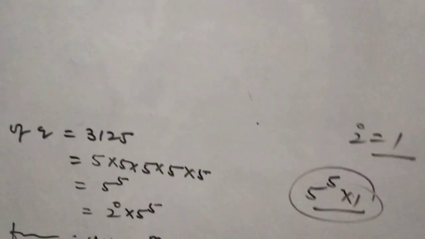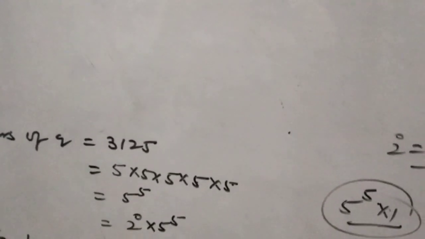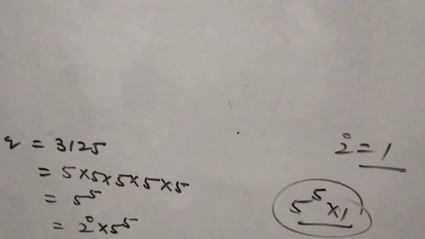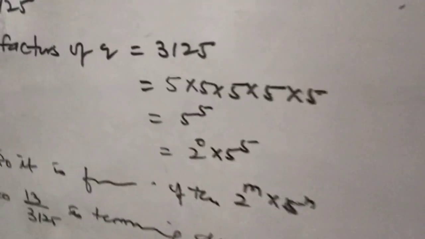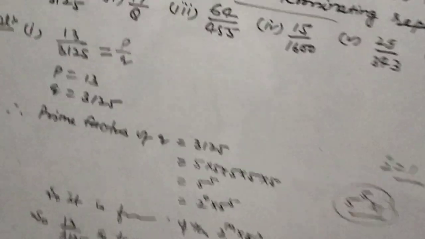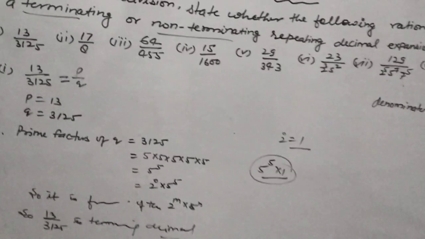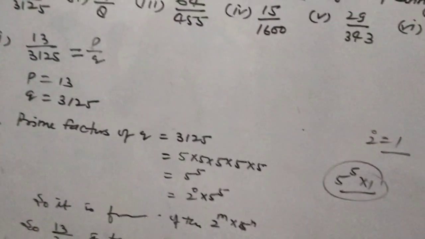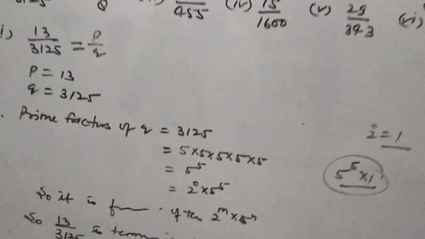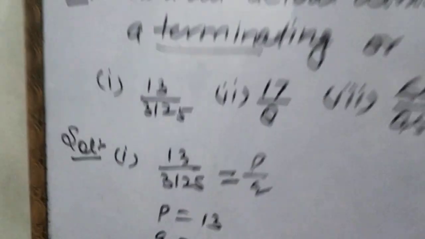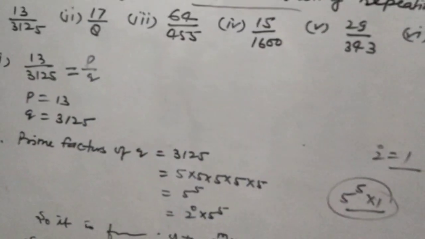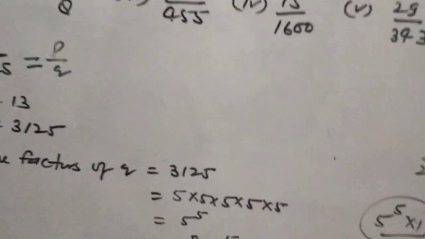The second question says: write down the decimal expansions of those rational numbers in question number 1 above which have terminating decimal expansion. Your question says write down the decimal expansion. The second question is joined with the first question. The second question says write down the decimal expansion of those rational numbers in question number 1 above which have terminating decimal expansion.